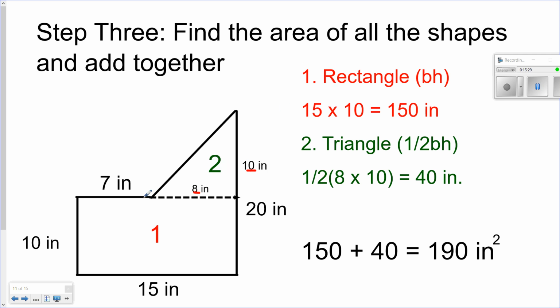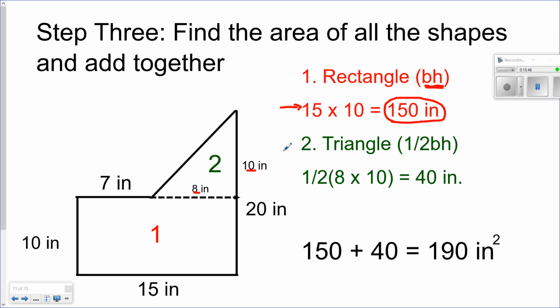So now I'm going to go to my rectangle. I said, okay, number 1 was my rectangle. How do I find that? I wrote out my formula. Below, I did the work. So my base was 15, my height was 10. Oh, the area of my rectangle is 150.